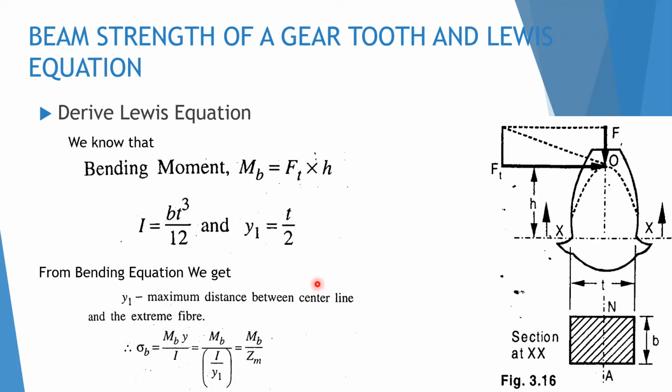And also from the bending equation we know that M by I equals sigma by y, or the bending stress sigma b is equal to Mb into y1 by I, that is equal to Mb by I by y1, which is equal to Mb by Zm. So consider this term as Zm.